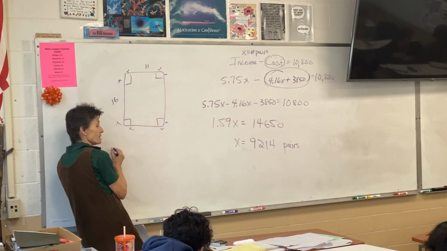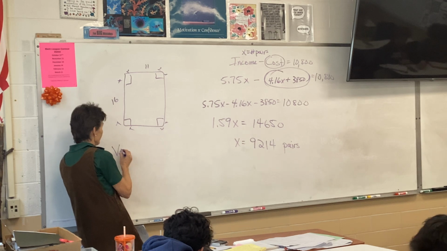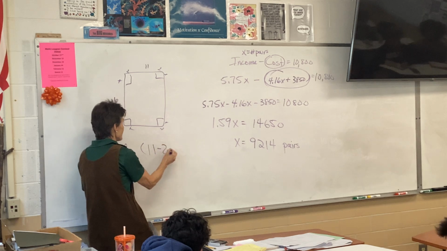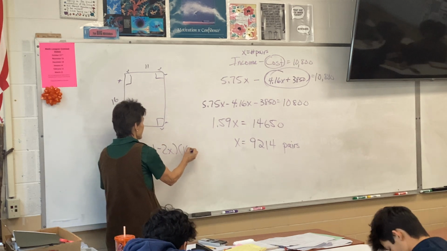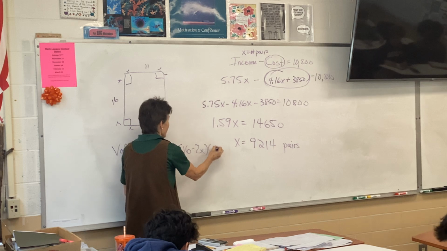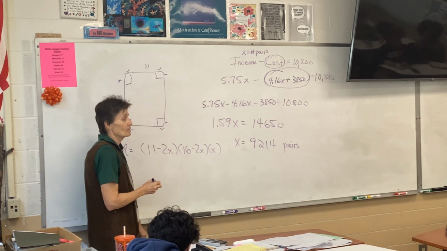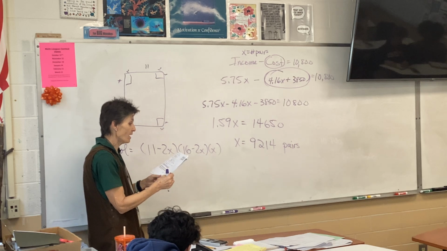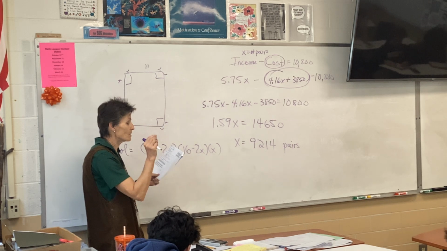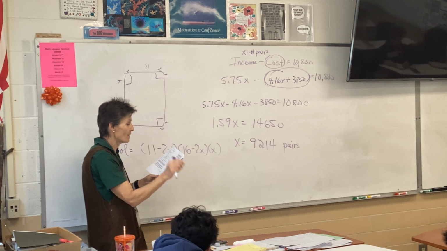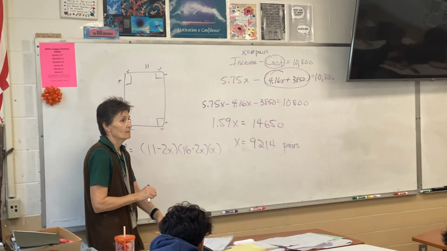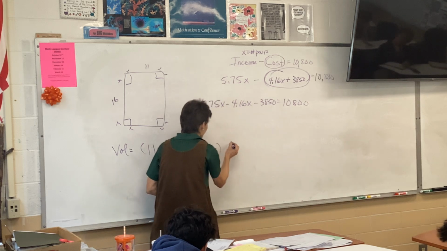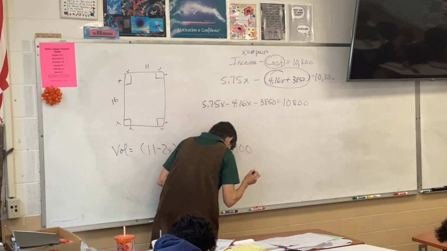So, what is the equation for our volume? 11 minus 2x, 16 minus 2x, times X. This time, we want the volume to be no more than 100. That means, whatever that is, it has to be less than or equal to 100.